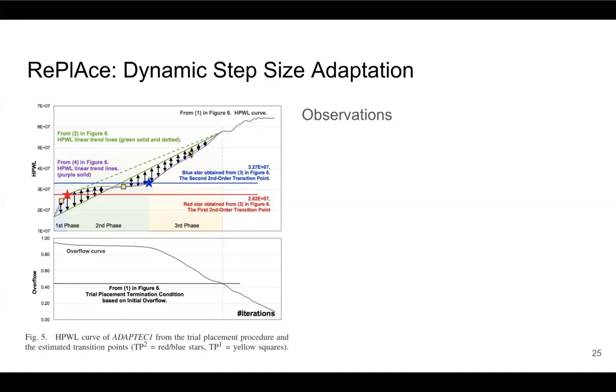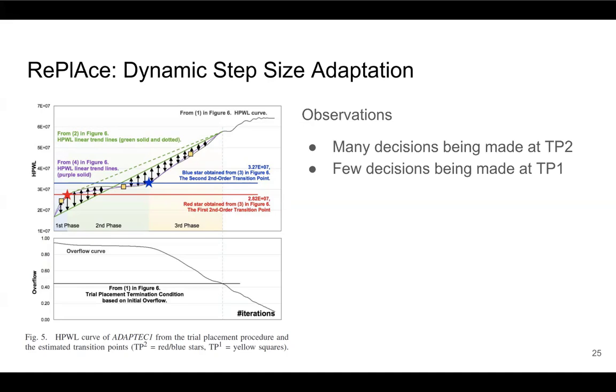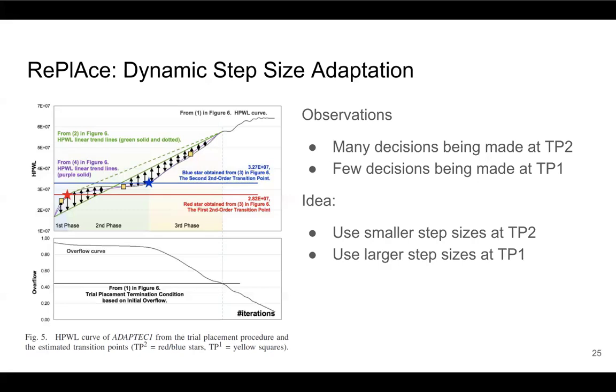And these squares, which they call TP1s, are flat regions where we continue on a trend. And what we say is many decisions are being made at TP2, and not many decisions are being made at TP1. We're just continuing along a straight line path. Again, this is what they say in the paper. And the idea is let's use smaller step sizes in my gradient descent on TP2 and use larger step sizes at TP1 to make it converge faster.